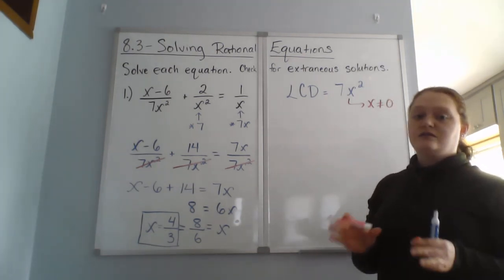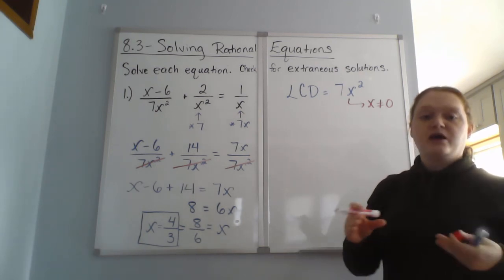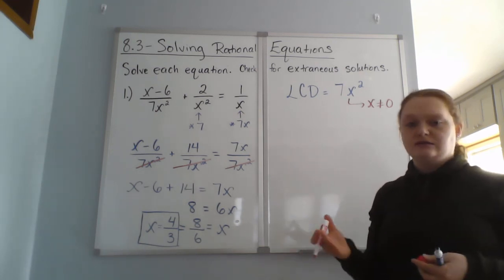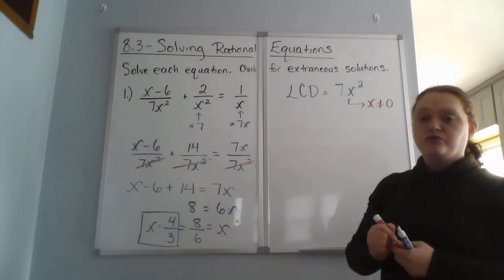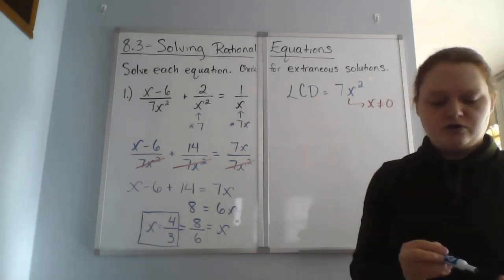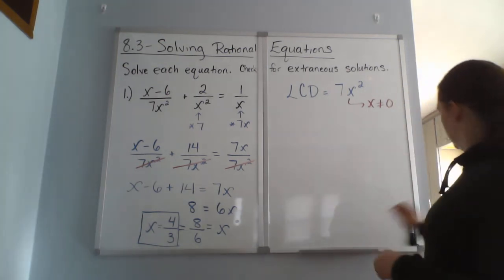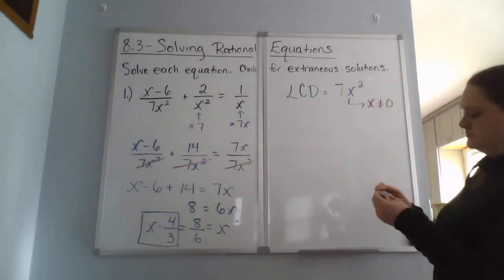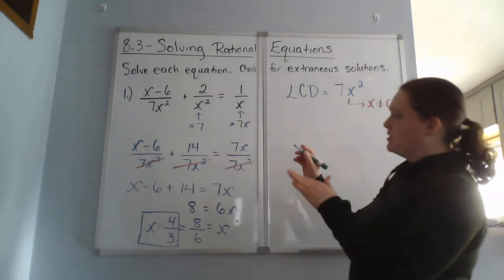Okay. Now I said there's an alternate way to do it, and that's multiplying by the LCD instead of creating the LCD for each term. So we're going to go through that over here in this blank space. Let me just get a different marker real quick. All right, so again, back to the original problem.